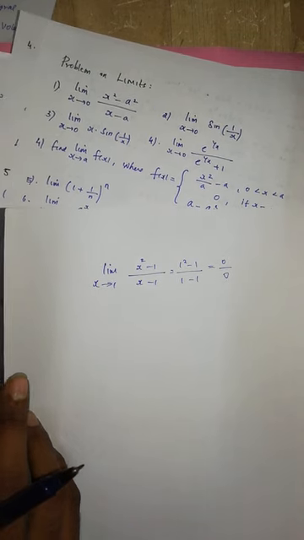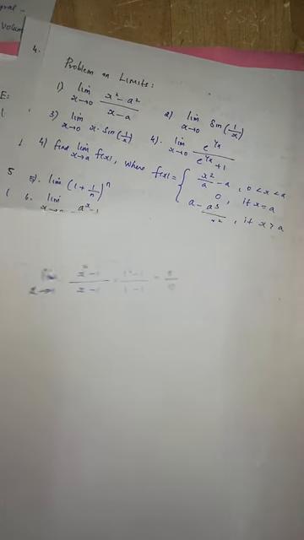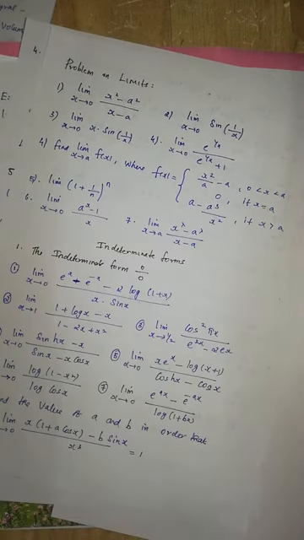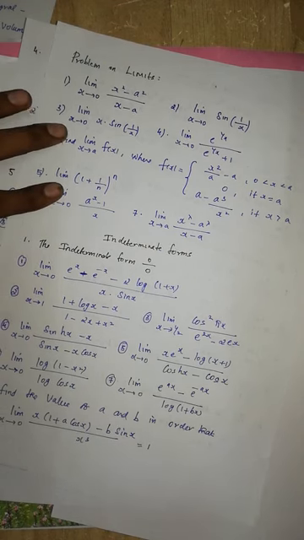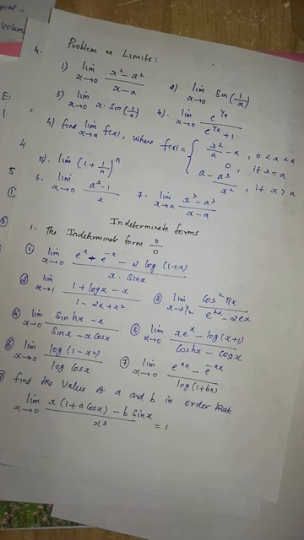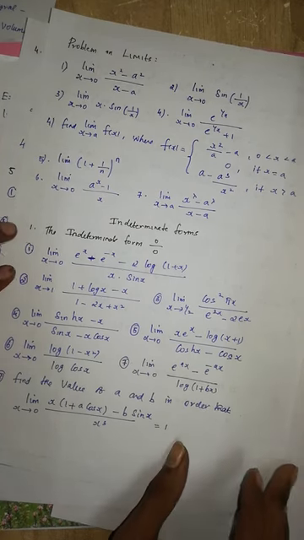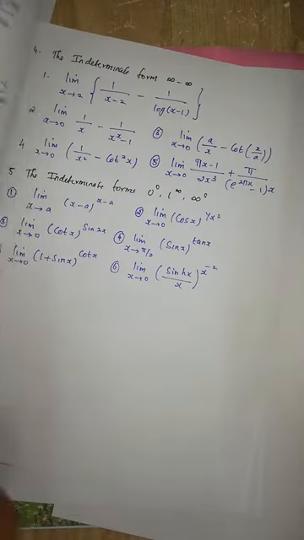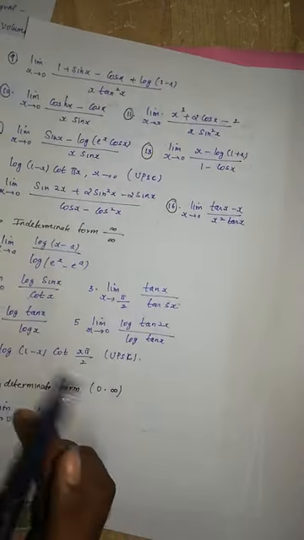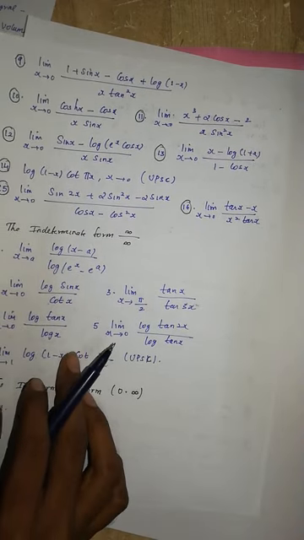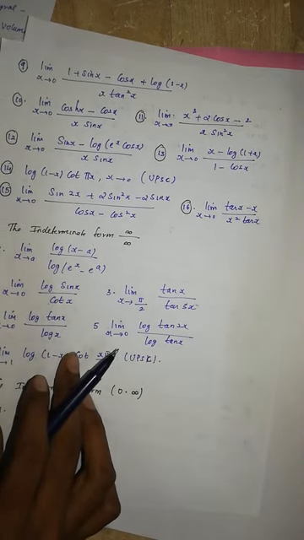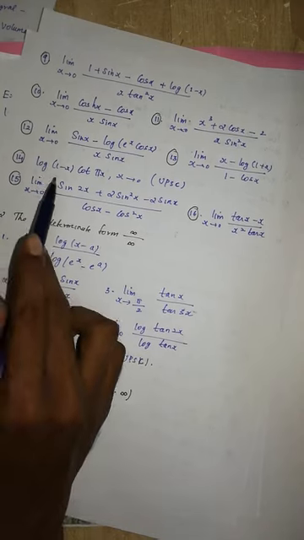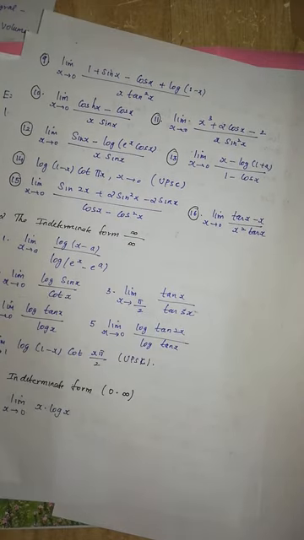So how to solve 0 by 0 form? This is the first indeterminate form, 0 by 0. We are going to see how to solve when the numerator and denominator become 0 by 0. There are almost 16 problems on the first type of indeterminate form, 0 by 0. You can see here the 14th question is asked in UPSC.